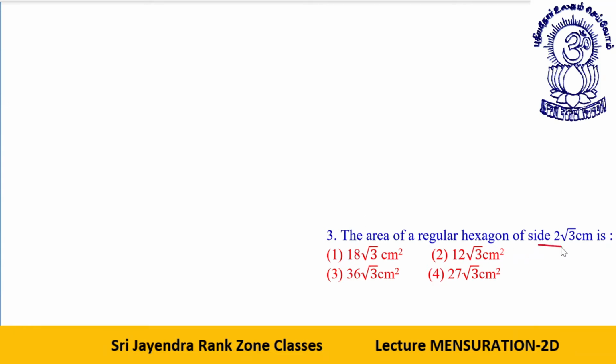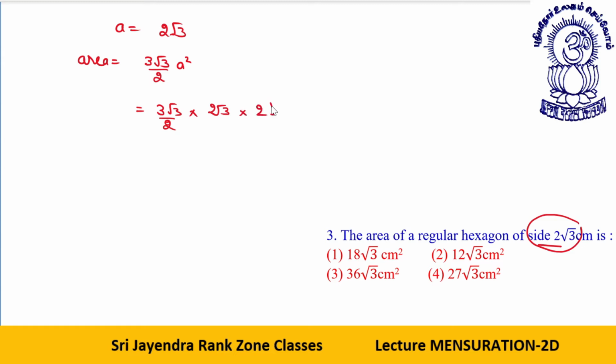Find your difference. You are being given the area. You are given the side. What will be the area? Area will be equal to 3 root 3 by 2 a square, that is 3 root 3 by 2 into 2 root 3 into 2 root 3. 2 and 2 cancel. Root 3 and root 3, 3. 3 into 2, 6. 6 into 3, 18 root 3 centimeter square.